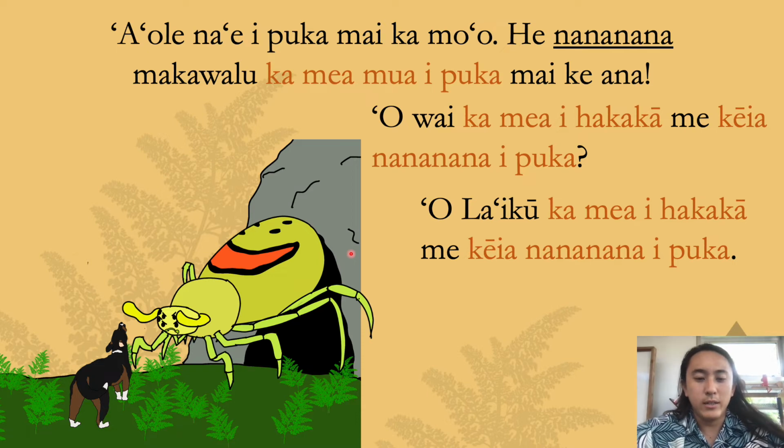A little bit of a tip. So ka mea can be used for pretty much most things that's not as specific. You can use this o blank ka mea. This is the one. Ka mea in this sense can be like the one. Who is the one that fought with the nananana I puka? Laiku is the one that fought with this nananana I puka.